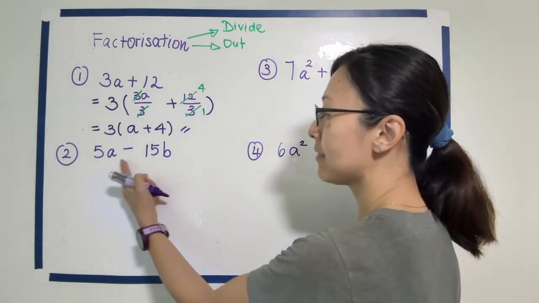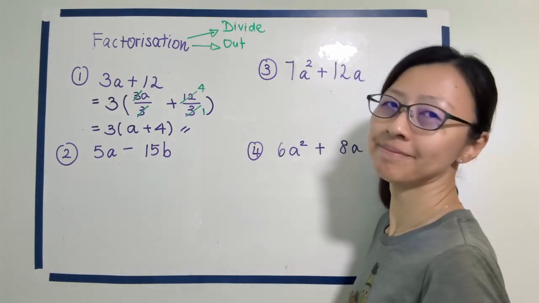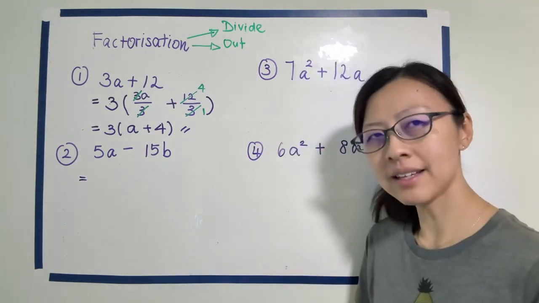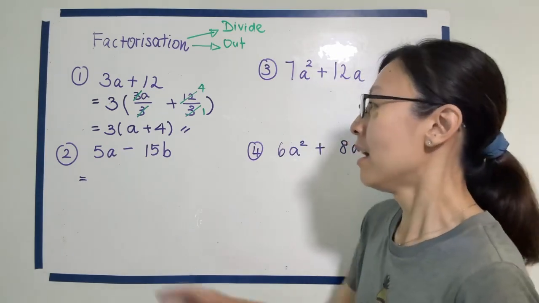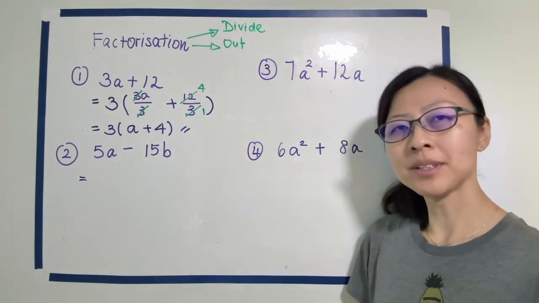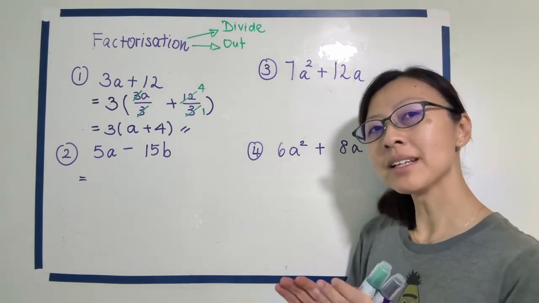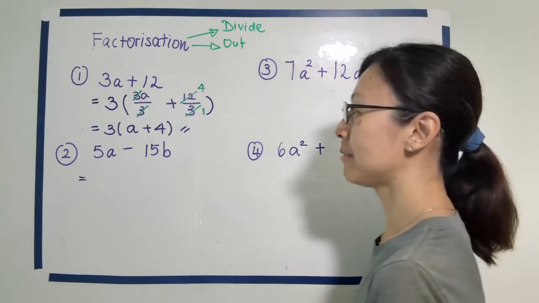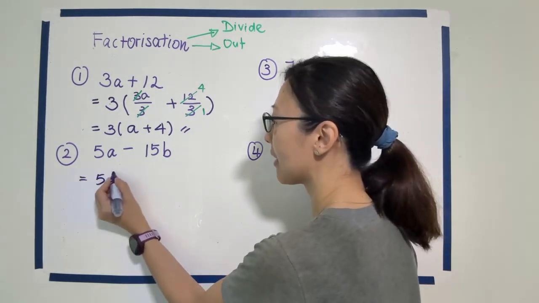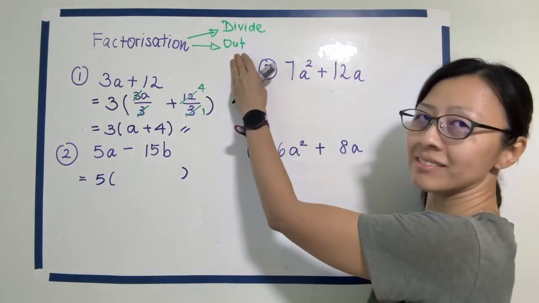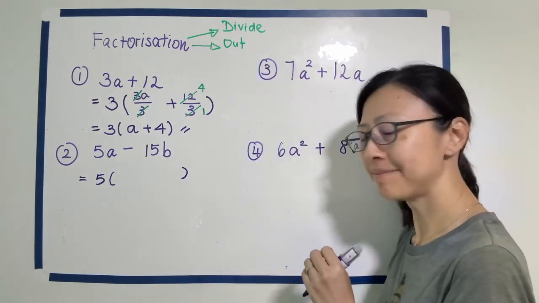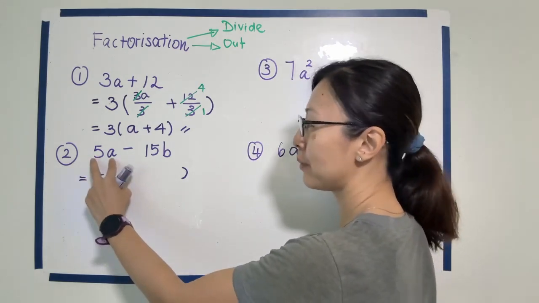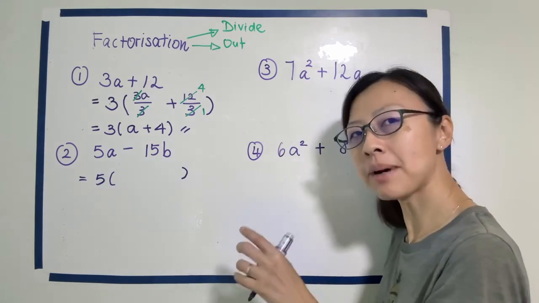Next, 5a take away 15b. For each of these terms, 5a and 15b, 5 and 15 have a common factor, and both of them can be divided by 5. So if it can be divided by 5, I am going to place 5 outside of the expression. And when I place 5 outside the expression, I will have to divide each of these terms by 5.